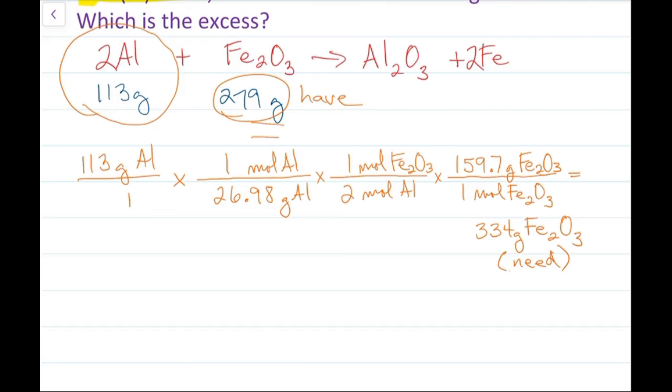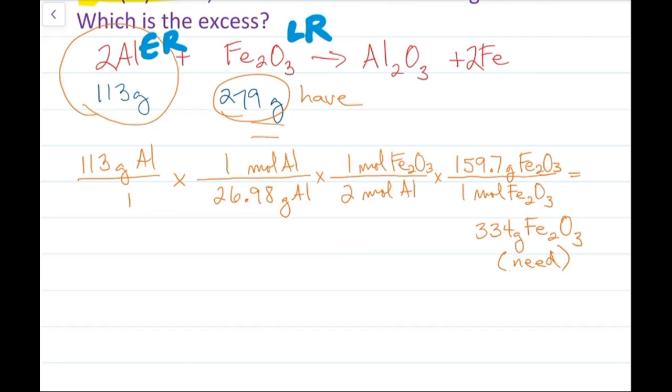So in this case, I need about 55 grams more than I have of that particular reactant, iron 3 oxide. So if I need more than I have, that is my limiting reactant. So I'm going to label Fe2O3, oops, it's a big marker, LR, and that makes, by process of elimination, aluminum my excess reactant. So then which one determines how much product I can make?